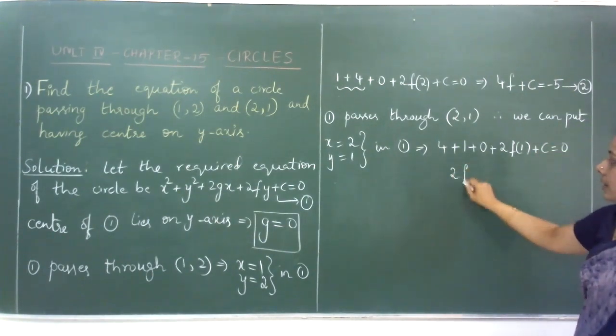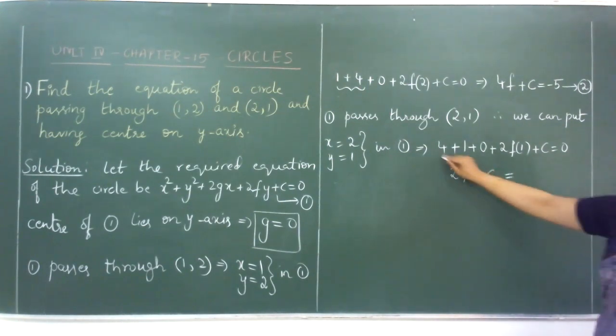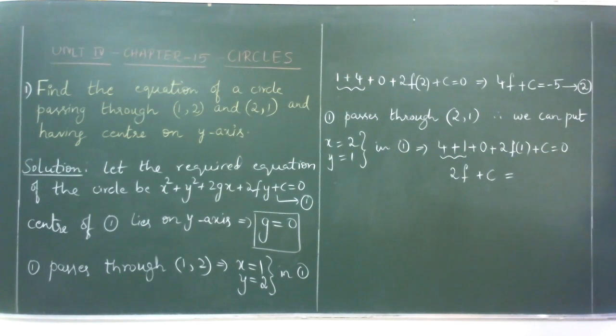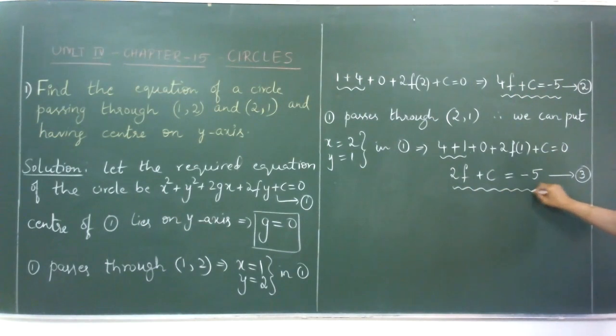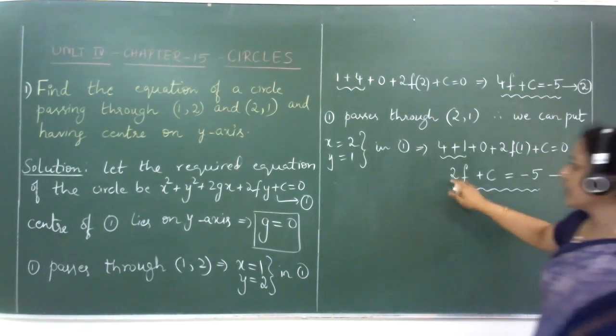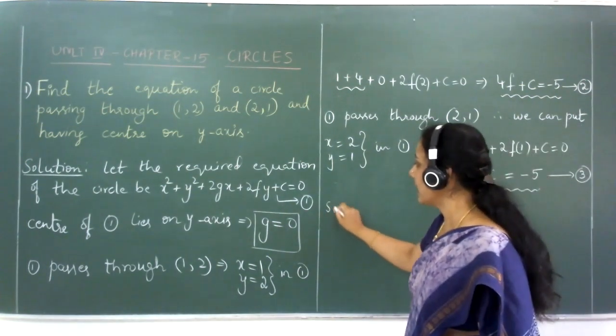Reduce this equation: 2f plus c, which will now be equal to, again here we have 4 plus 1, which is 5. The constant present in the LHS, transpose it to the other side of the equation. So you're getting the next equation here as 2f plus c is equal to minus 5. So we have here equation 2 and equation 3. These are two equations in two unknowns, which will be referred to as a set of simultaneous linear equations. Now we need to solve these two simultaneous linear equations.